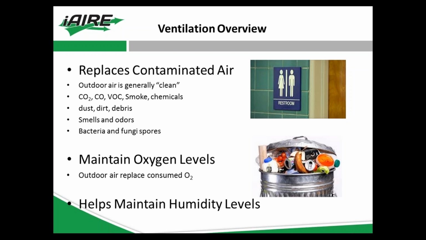We're going to have to filter that and treat that air more than you would for a building out in the suburbs. So what we're going to try and do is reduce things like CO2, carbon monoxide, volatile organic compounds, smoke and chemicals. We're also going to deal with larger particles like dust, dirt, and debris, smells and odors, and maybe most importantly, some items that present a health concern to a lot of buildings: bacteria and fungal spores.